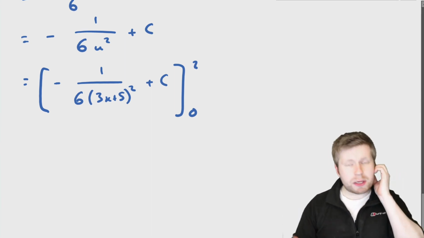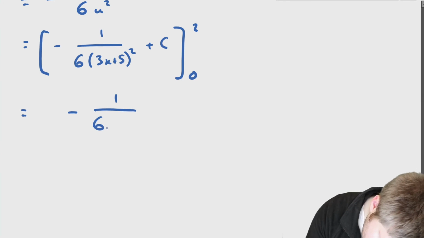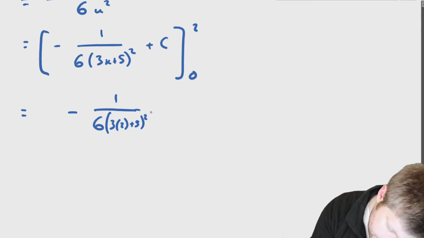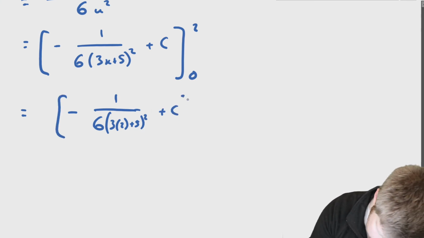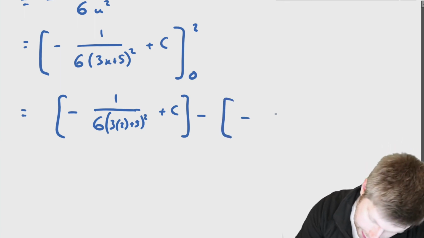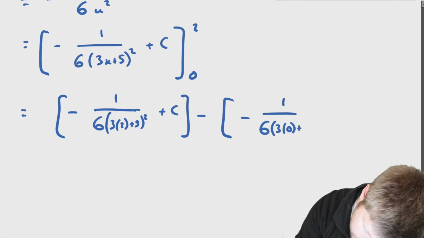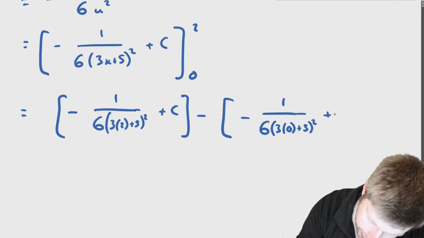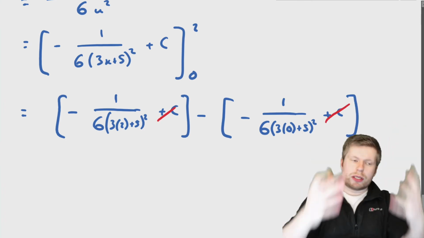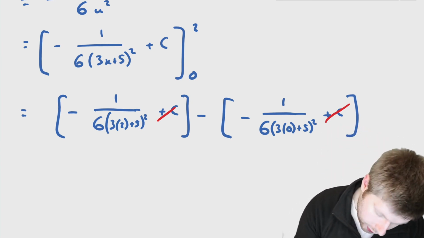So first things first, I'm going to stick 2 in. So I'm going to get negative 1 over 6 times by 3 times 2 plus 5 all squared plus my c. So that's what happens if I stick 2 in. Then I need to take away what happens if I stick 0 in. So I get negative 1 over 6 times 3 times 0 plus 5 all squared and then I add the c. Now obviously at this stage I can just establish, well, the c's will just cancel, so that's the reason why I didn't have to write the c's in at the beginning, okay, because I knew it was going to be a definite integral.